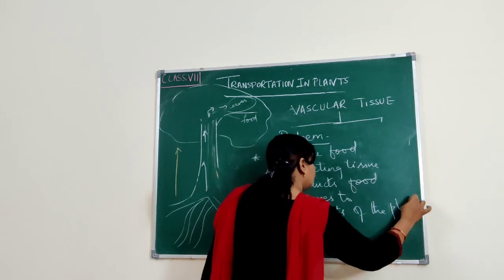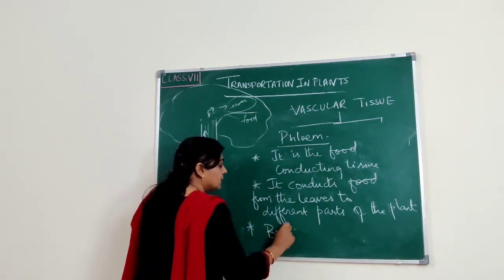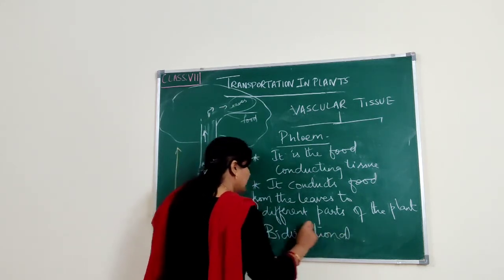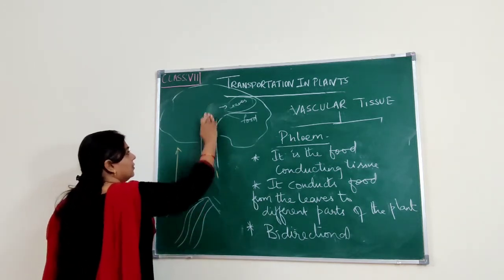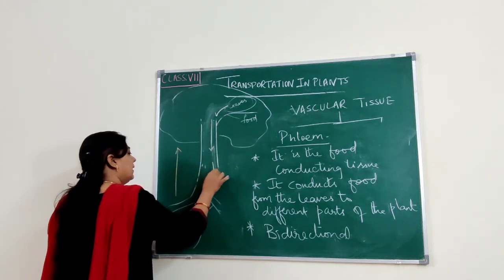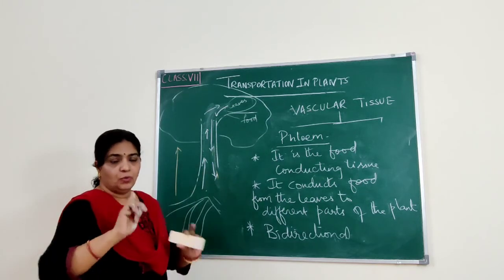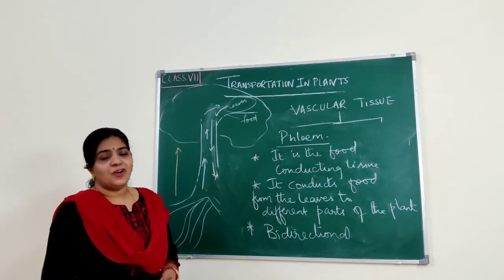Then it is bidirectional, not unidirectional. It is bidirectional. So conduction of food is bidirectional, not single direction. It is both directions. So that's about phloem.